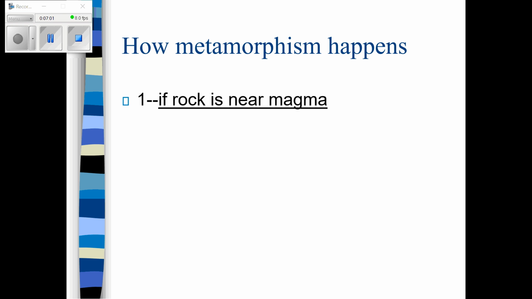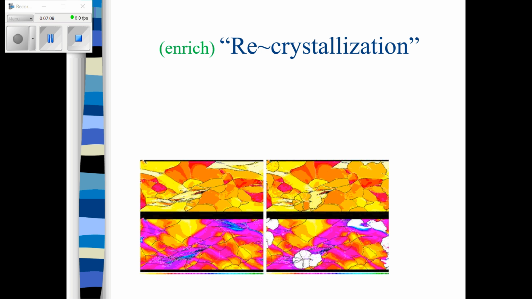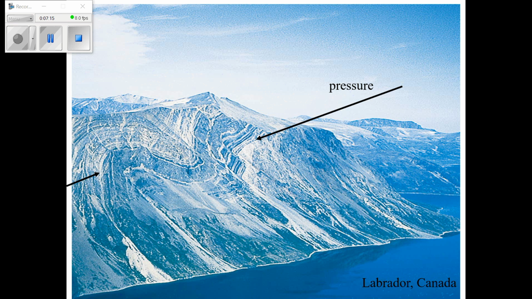All right, so metamorphism happens if the rock is near magma, or if it's deep underground where tectonic plates collide. That's a lot of pressure. And then we have recrystallization, which is a process in which crystals change in size and composition. This is just showing you how some of the pressure can cause the banding in the surface of the rocks.